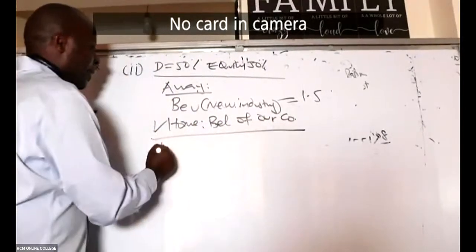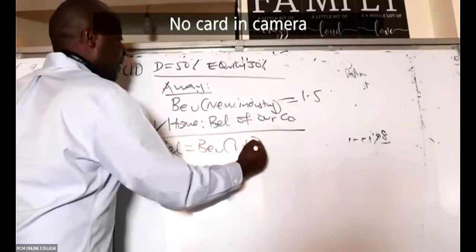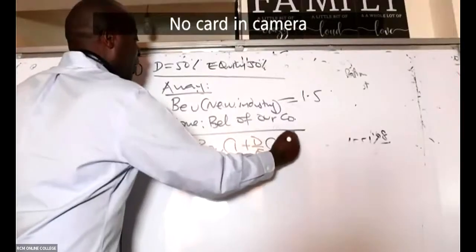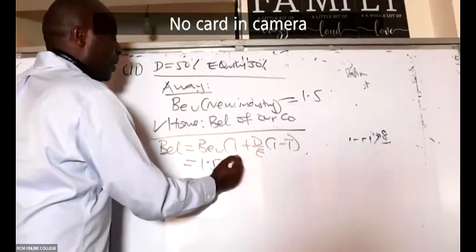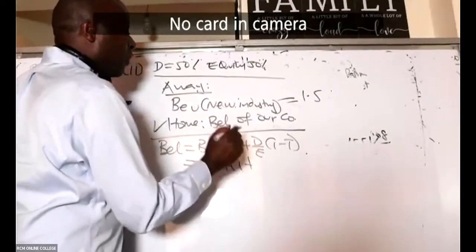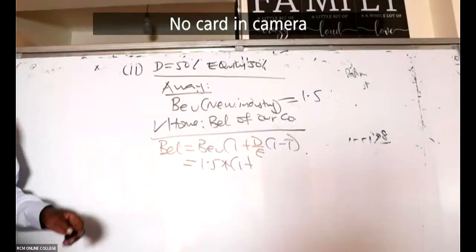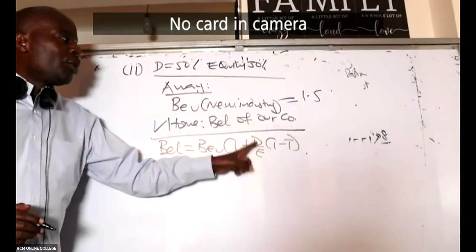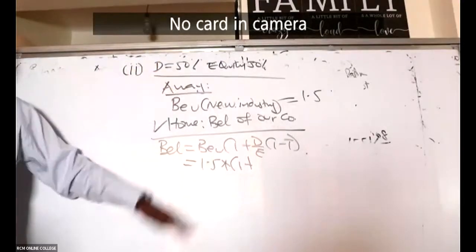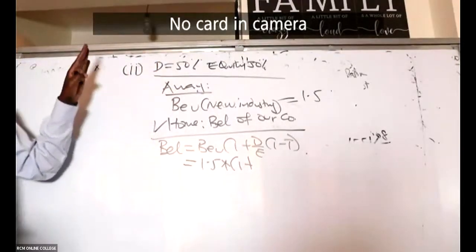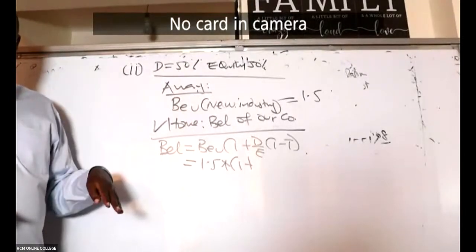BEL here will be equal to BEU into 1 plus debt over equity into 1 minus tax. So already we have the BEU, which is 1.5, into 1 plus debt over equity. Debt over equity here, what are we looking at? Remember, this has to be our own. Don't use the one of the new industry. Here we are owning up everything. We only use new industry information for the BEU. So it's 50-50.